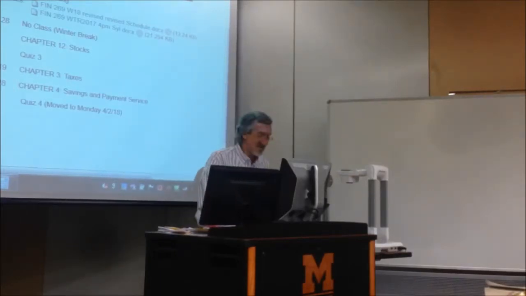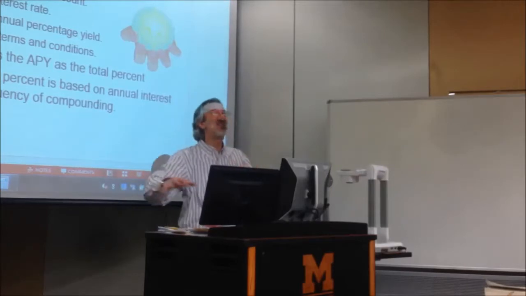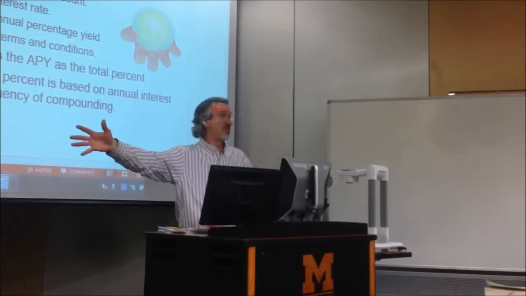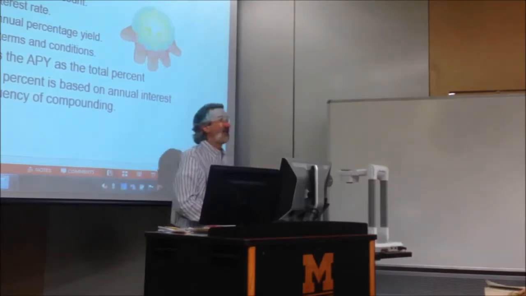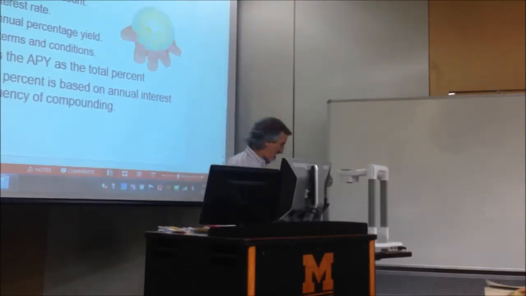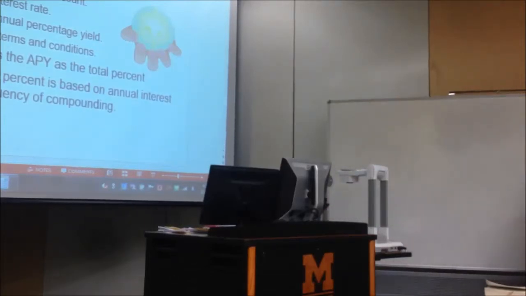All right. So, chapter 4 is all about saving money and savings. Chapter 5 is all about borrowing. Saving, borrowing. Chapter 4, chapter 5. So, saving money. I want to define APY versus APR.